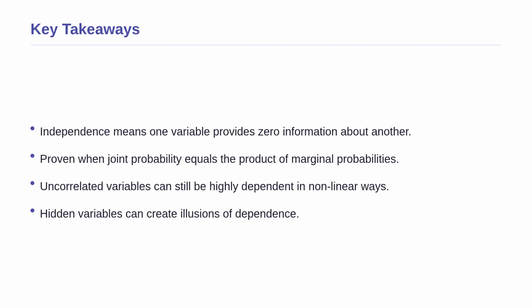We have covered a lot of ground today. Let us review the key takeaways. First, independence means that knowing the outcome of one variable provides absolutely zero information about the other. Second, we prove this mathematically when the joint probability equals the product of the individual marginal probabilities. Third, always remember that while independent variables are always uncorrelated, uncorrelated variables can still be highly dependent in nonlinear ways. Finally, watch out for hidden variables that create illusions of dependence. You now have a solid foundation in statistical independence. Great job!